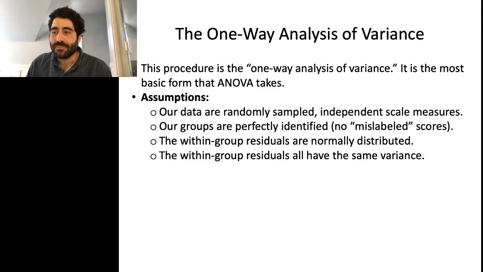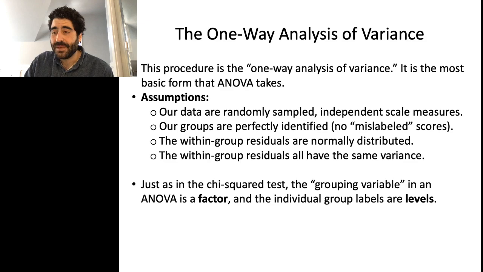So we're going to talk on Tuesday about some ways to try to get around these different assumptions. But at least for the version we're talking about today, it's making both of these assumptions: that each individual group has a normal distribution with the same population variance.